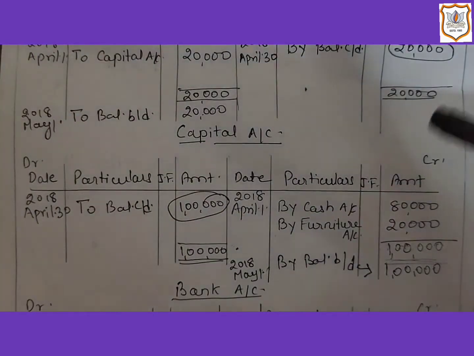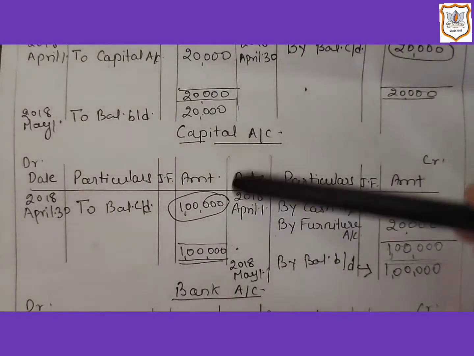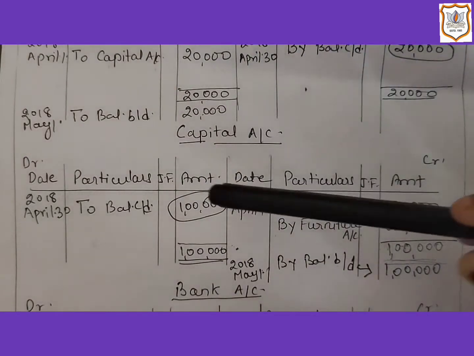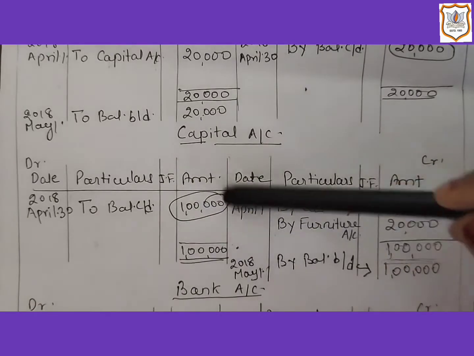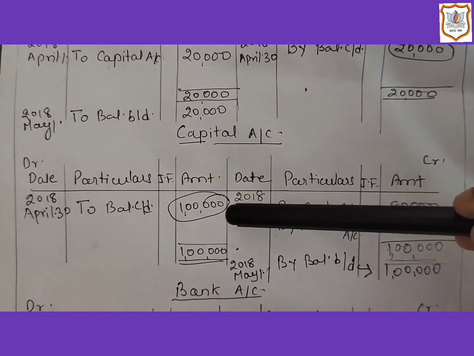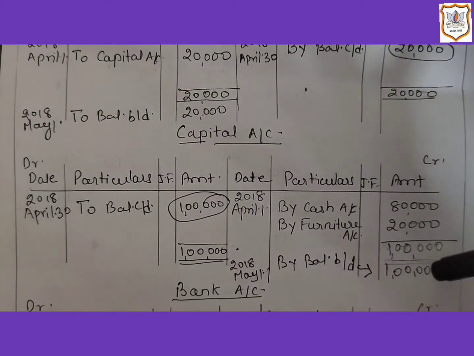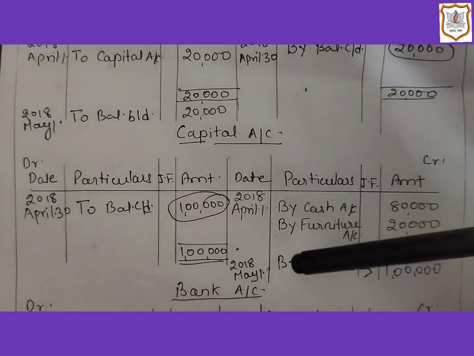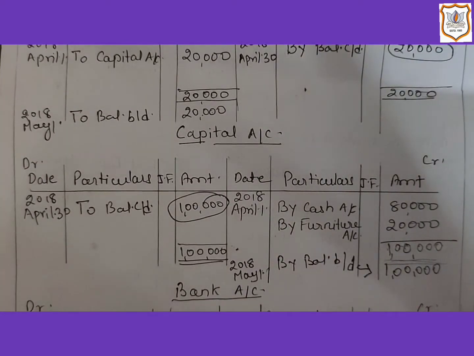Now here in the capital account, there are two amounts on the credit side, 80,000 plus 20,000, that is 1 lakh, and on the debit side no amount is there. So here the difference will appear on the debit side, that is 1 lakh, that is the closing balance, and it will be treated as the opening balance for the next period. So here we will write "By balance brought down", amount 1 lakh.